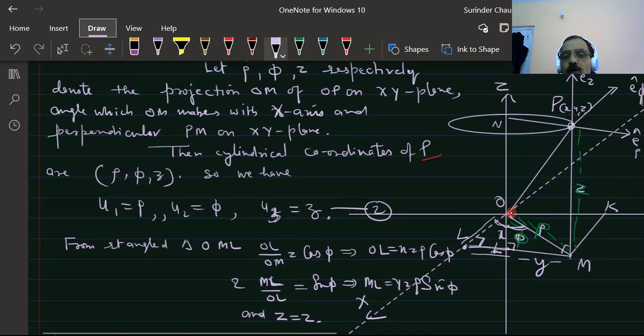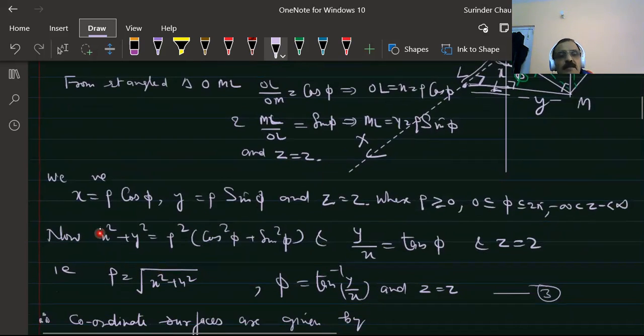The Cartesian unit vectors are fixed, but the cylindrical unit vectors vary in direction from point to point, as we know that curvilinear coordinates vary from point to point, and similarly here, because they behave as curvilinear coordinates. Now we have x is equal to rho cos phi, y is equal to rho sin phi, and z is equal to z.